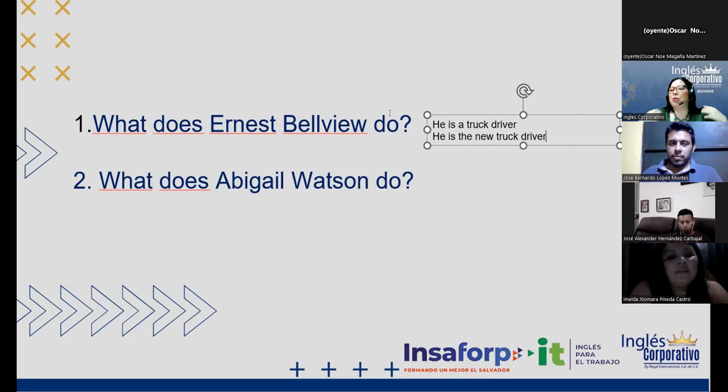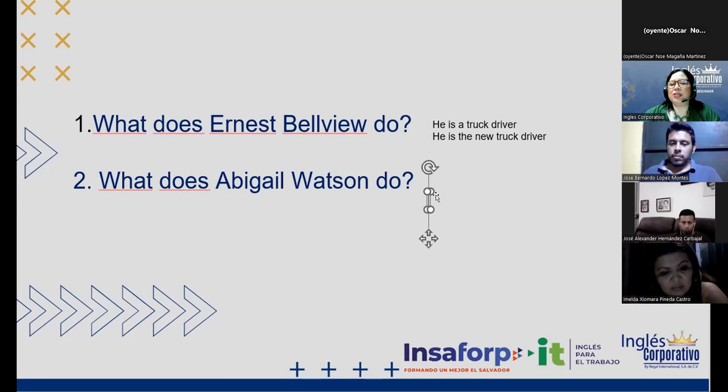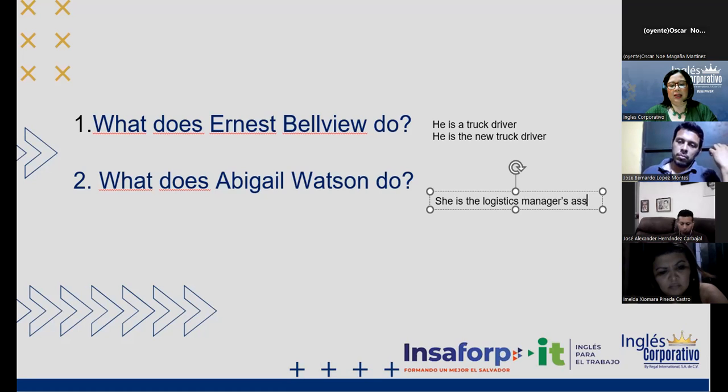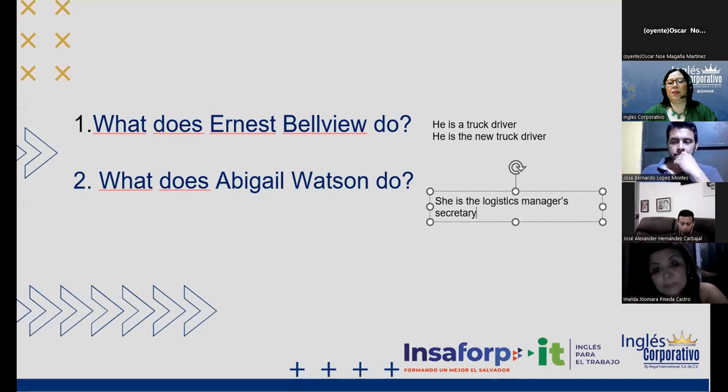What does Abigail Watson do? What's her occupation? What does she do? She's a secretary. A simple secretary? Is she a simple secretary? Okay, she's an assistant, yes, but she says her job position, right? We could say she is the logistics manager. Assistant or secretary. You should say secretary, right? There you go.